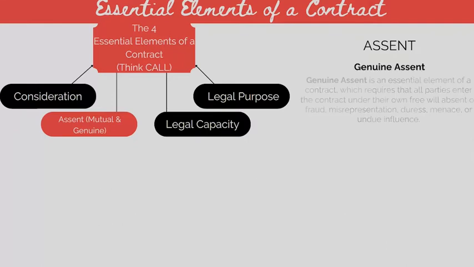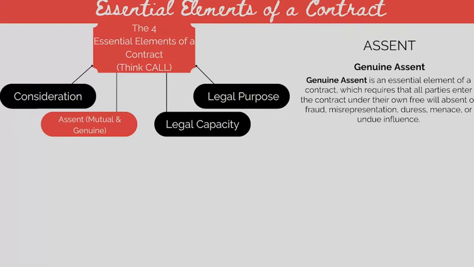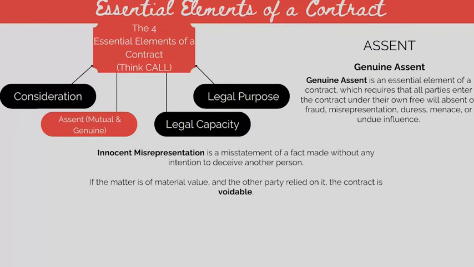For genuine assent, this is an essential element of a contract which requires that all parties enter the contract under their own free will, absent of fraud, misrepresentation, duress, menace, or undue influence. Innocent misrepresentation is a misstatement of a fact made without any intention to deceive another person. They didn't mean to do it. If the matter is of material value and the other party relied on it, the contract is voidable.